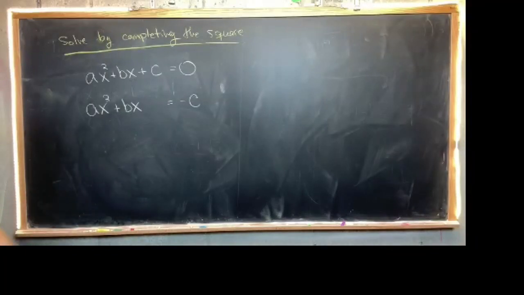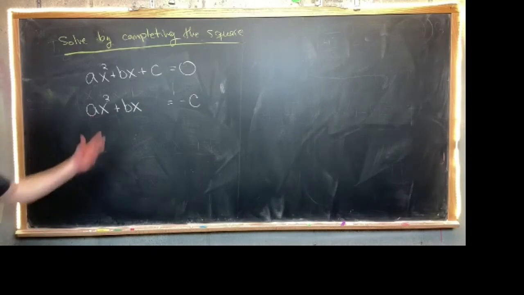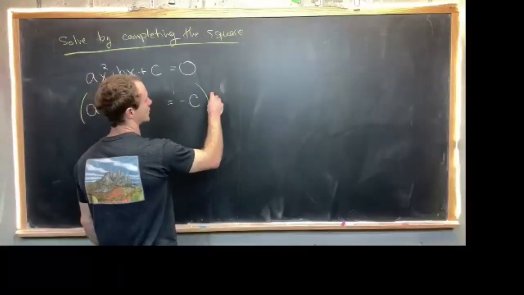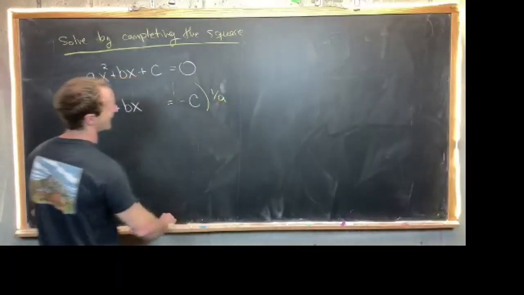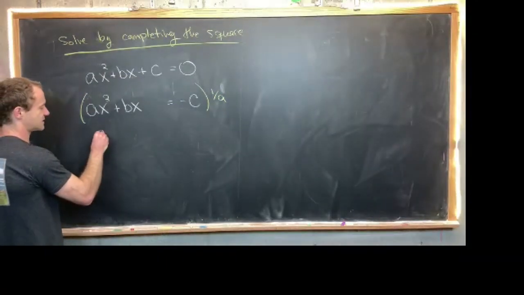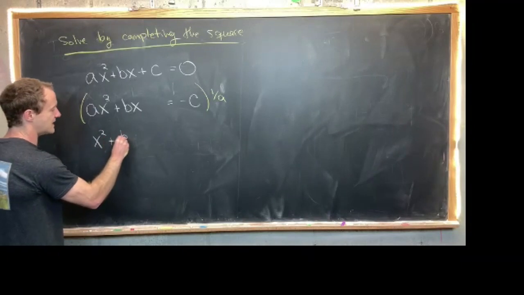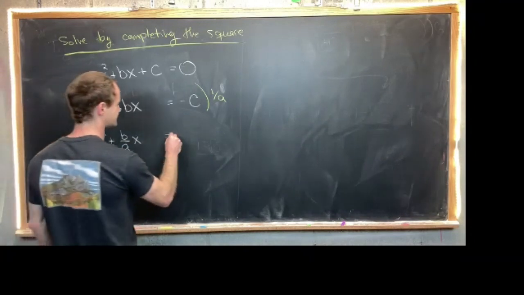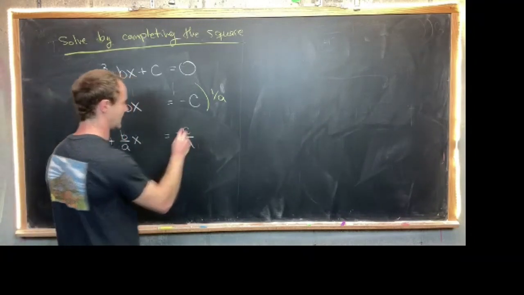Then the next step is to divide by the coefficient of x squared. That's what we did in all of our examples. The coefficient of x squared here happens to be a. So we're going to divide this whole thing by a, or multiply by 1 over a, that's the same. So let's see what that gives us. That's going to give us x squared plus b over a times x equals -c over a.